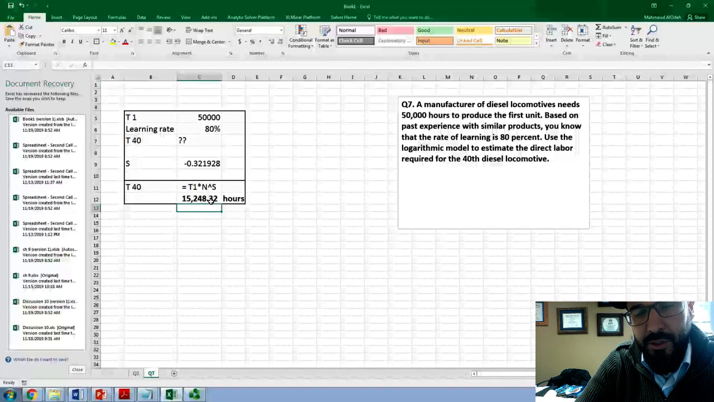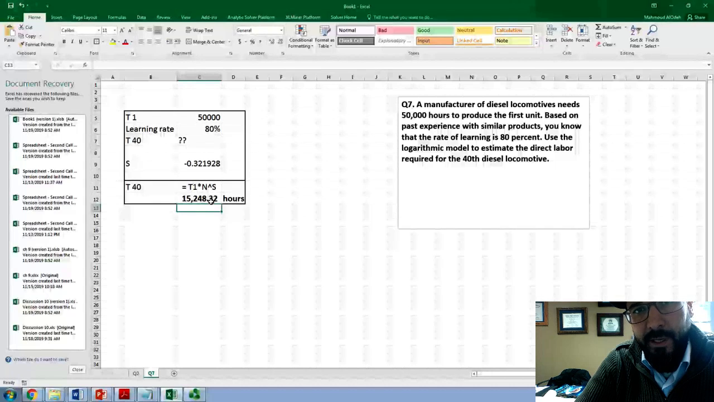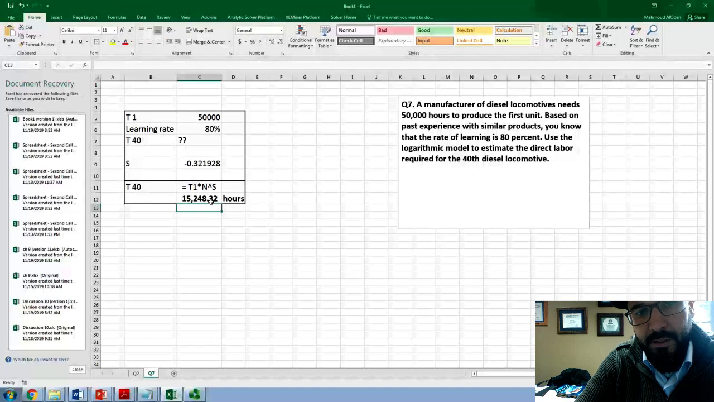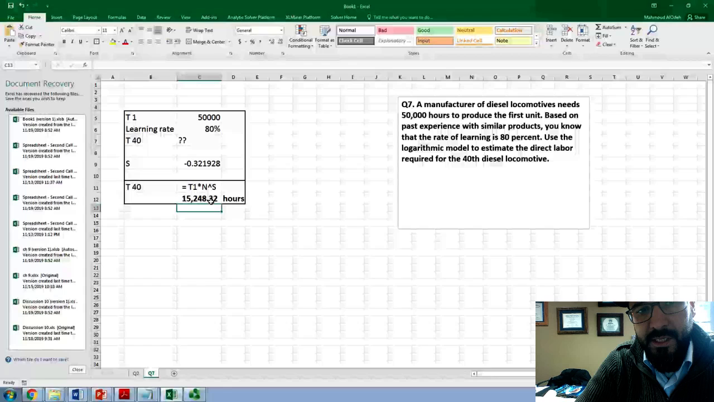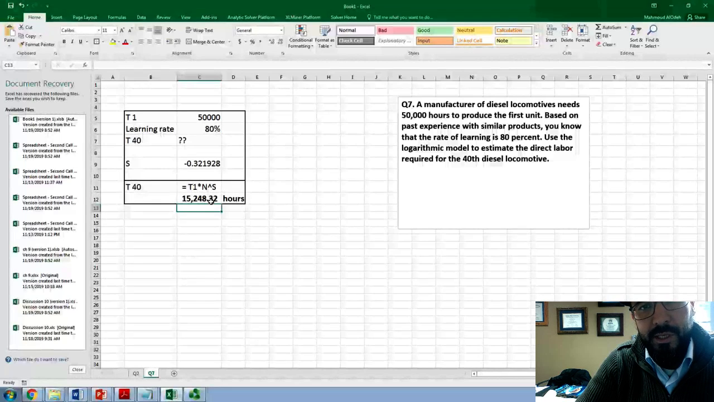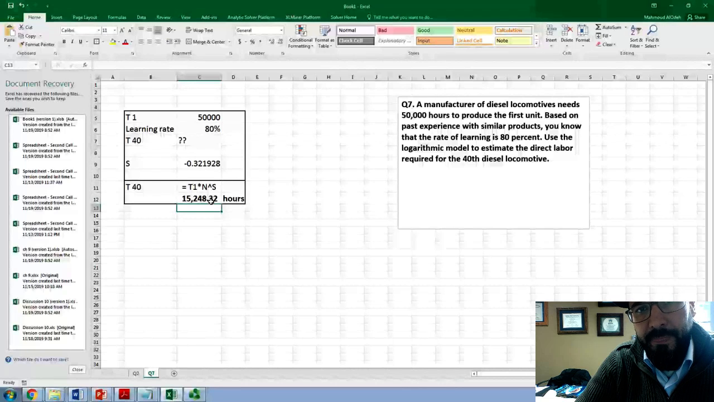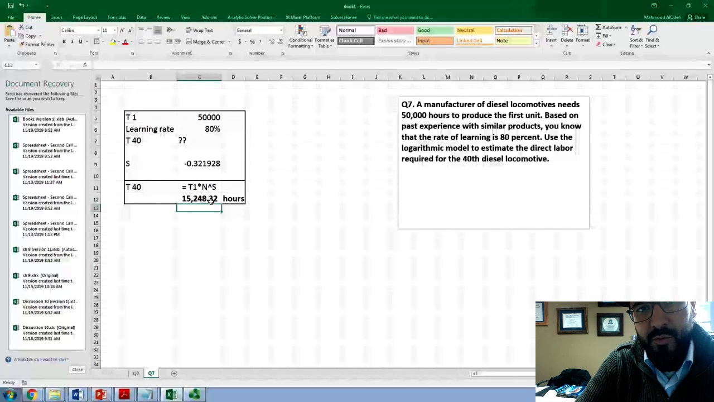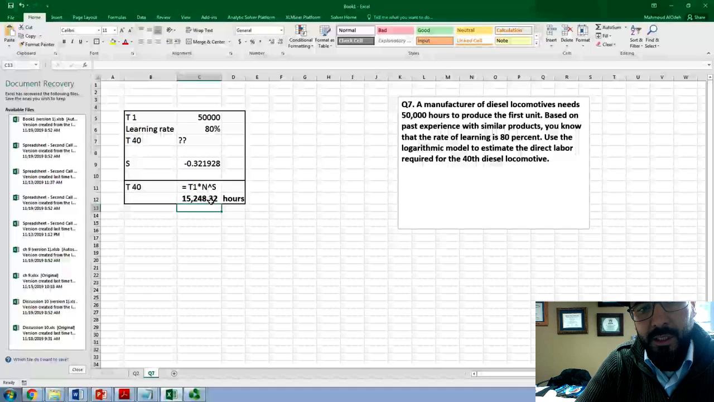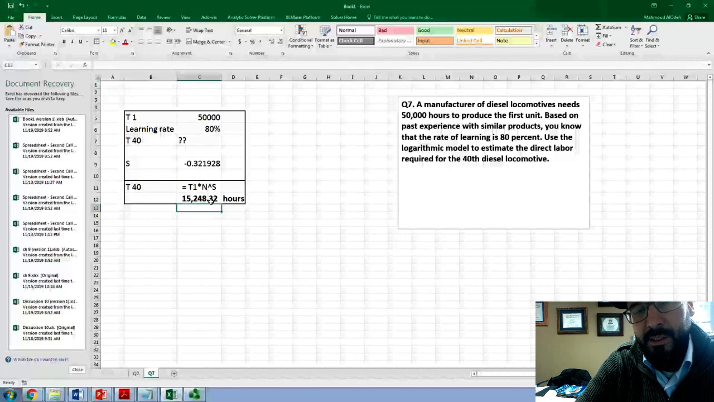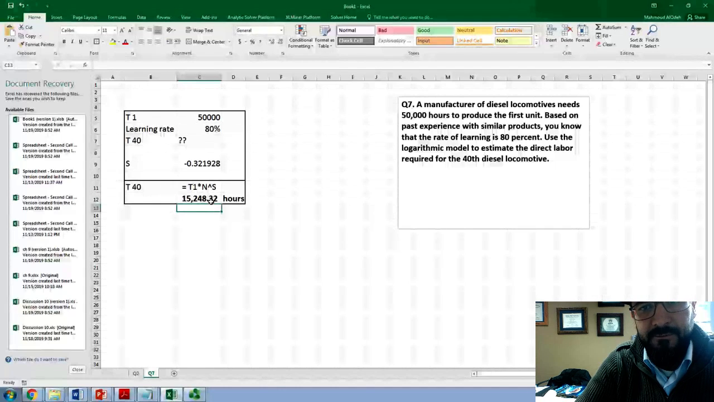And in this case, you could see how the learning curve of 80% makes an employee more effective at finishing this unit. Instead of 50,000 hours at the beginning, when you start hiring your employee, it will take them 50,000 hours to finish the first unit, versus once they get to the 40th unit, it will take them 15,248 hours to finish the same exact unit, and this is due to the learning curve of 80%.